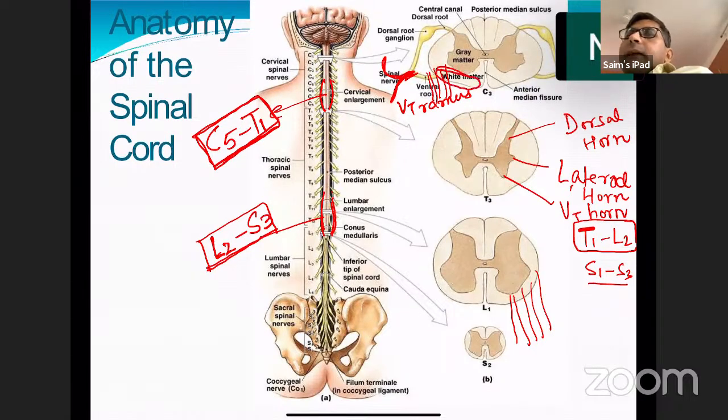Here they need more space, and here they need a little less space, because here only the fibers from the lower limb are coming. So now you will be able to differentiate. Once you find more white matter in a section, then it belongs to the cervical region, and if you find less white matter and more gray matter, then it belongs to the lumbar region. This is how we differentiate between the sections of the spinal cord.